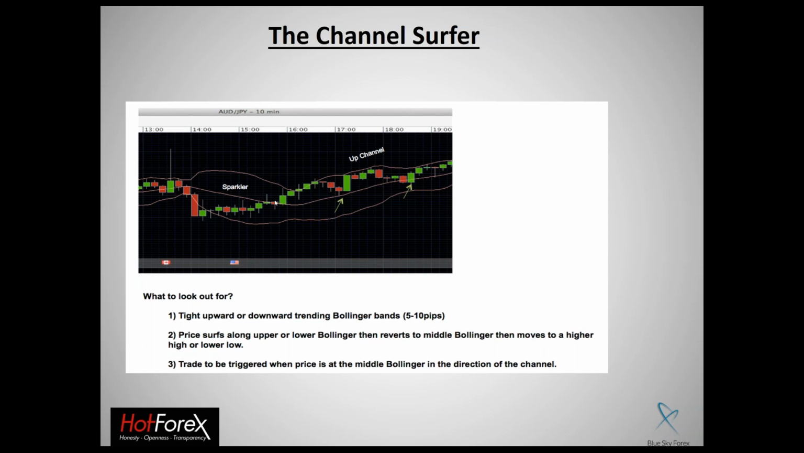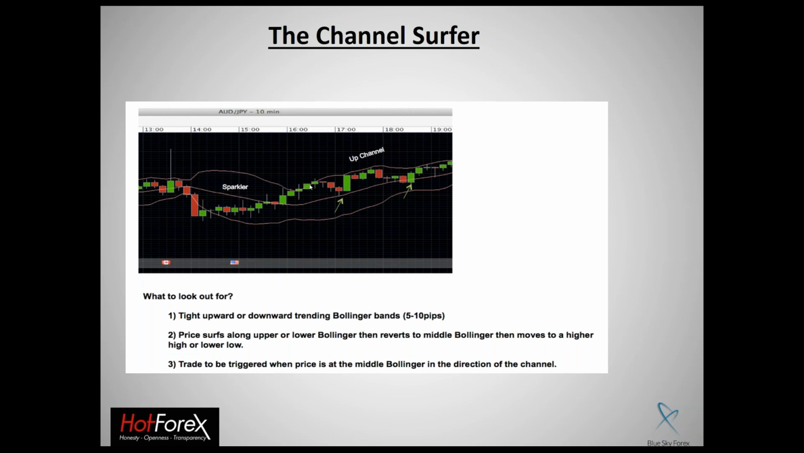In this example, I personally wait for at least 2 bounces from the moving average before I seek a trading opportunity. But for the sake of this example, let's say that we have identified the channel surfer after the very first bounce here. Then as soon as the price reaches back to the middle band, you should be seeking trading opportunities going along with the trend.